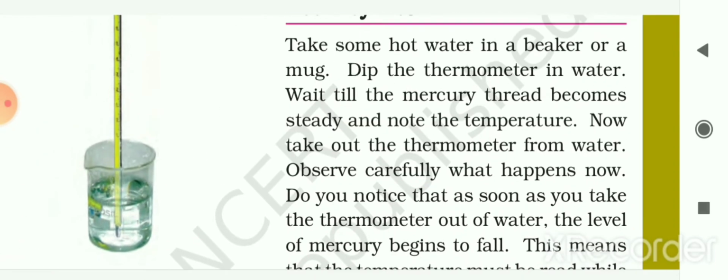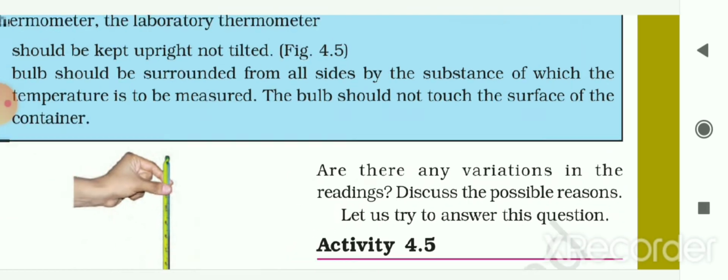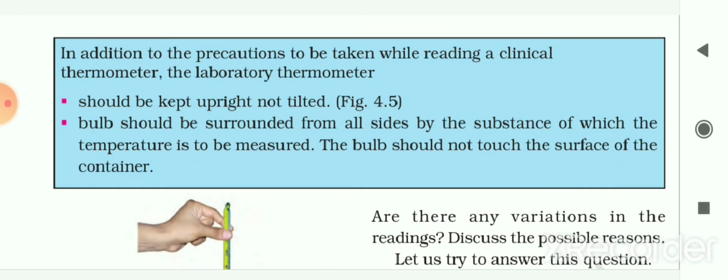Then observe whether there is any variation in the readings, and discuss the reason. Let us try to find this out. Is there any difference between your reading and your friends' readings? A variation in the temperature of water may be there. It is because of the precautions which may or may not be followed by you or your friend while performing this experiment. So now let me see what precautions we have to take while taking the reading with this thermometer.